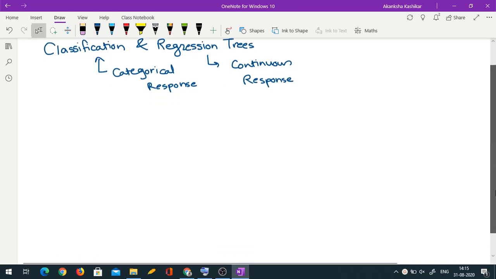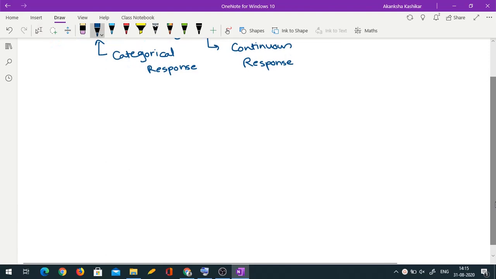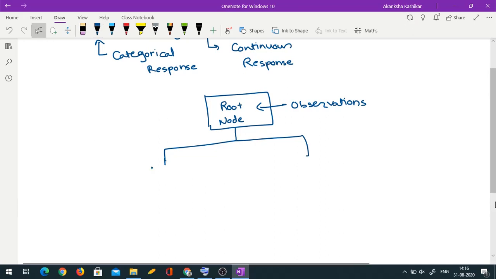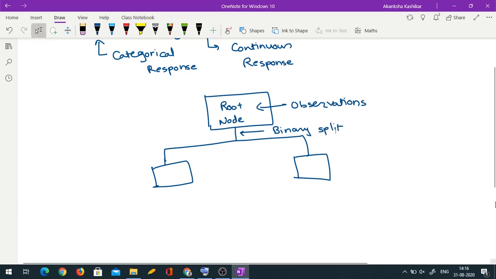So what do we mean by a tree? Initially we start with what is called a root node. Initially all our observations would be placed in one class, which would be known as the root node. Then this root node would further be split into multiple nodes. So at first split you will have two nodes, and this split is always a binary split. Okay, what do I mean by binary split?